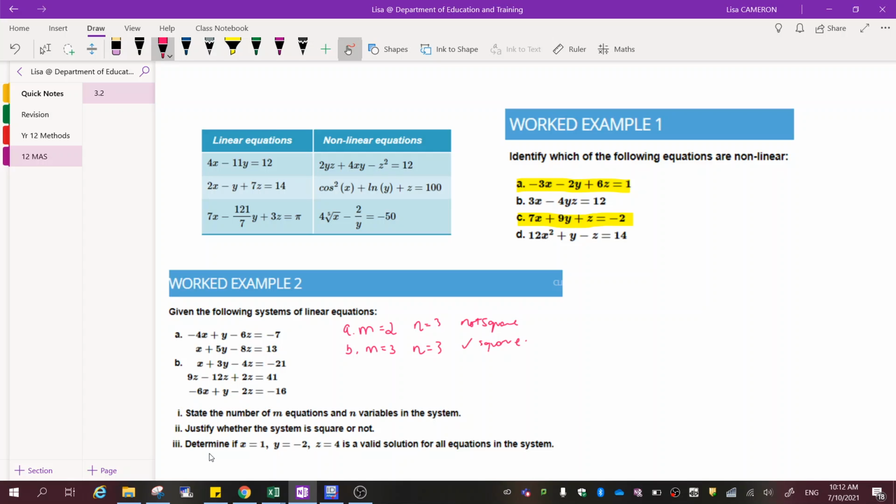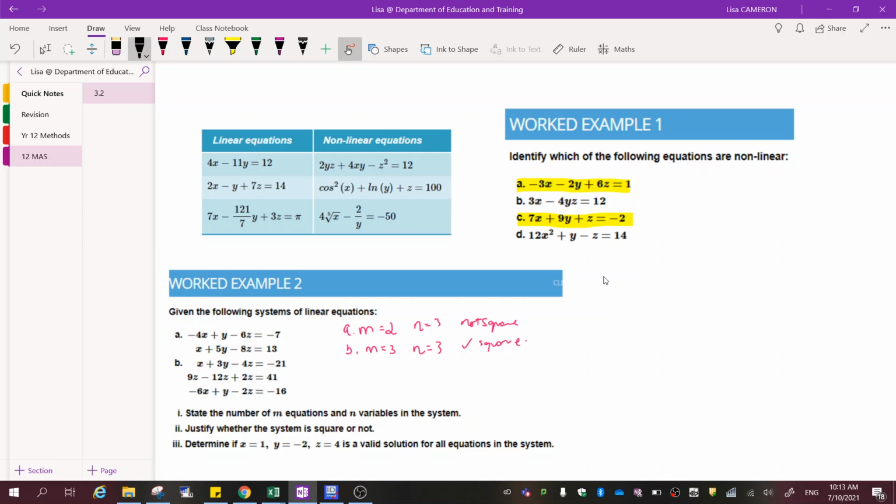So now we're going to determine if x is equal to 1, y is equal to -2, and z is equal to 4 is a valid solution for all equations in the system. Now, this is just a fancy way of saying that we're going to be substituting in these numbers up here into this equation and seeing whether or not it creates a true statement.